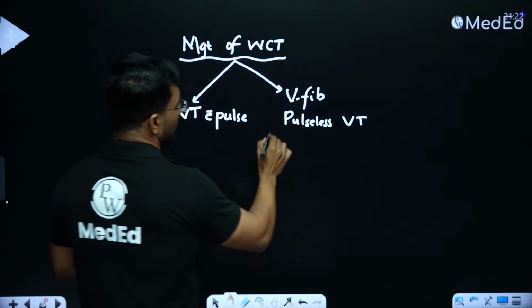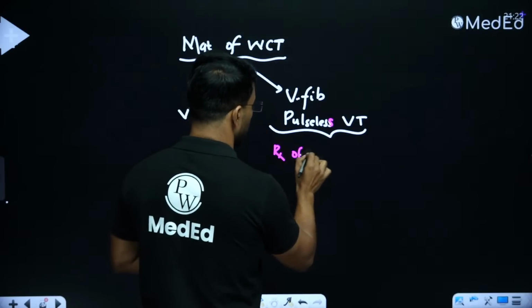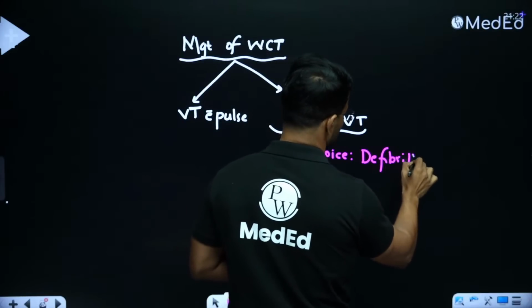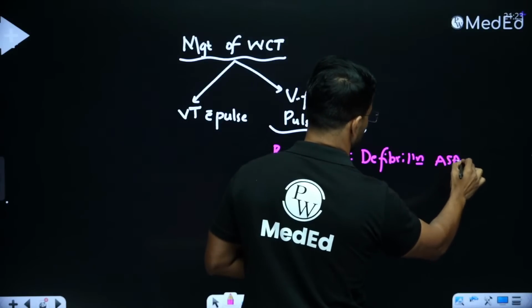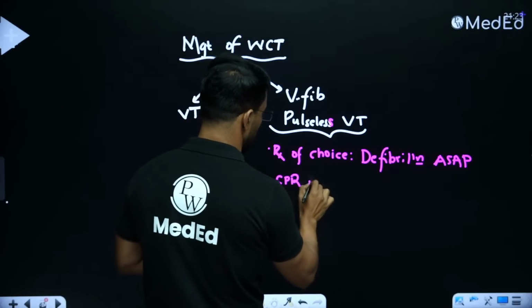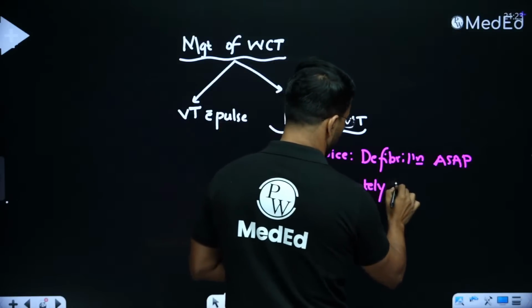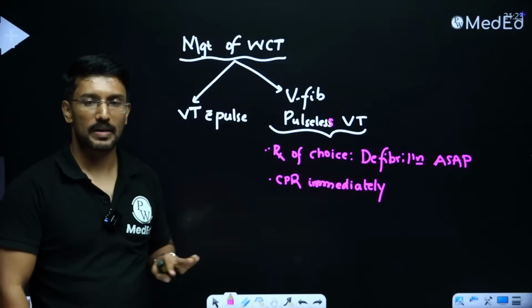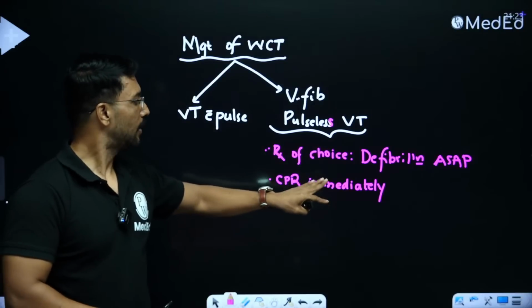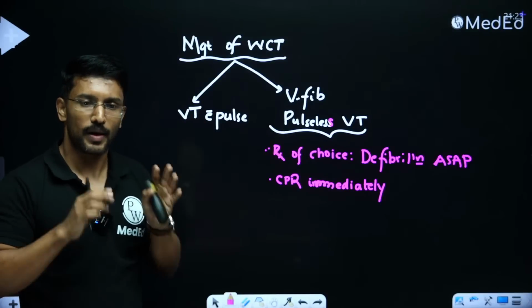Now whenever we have ventricular fibrillation or pulseless VT, the treatment of choice is going to be defibrillation as soon as possible. And if the patient is in ventricular fibrillation, you have to consider CPR immediately. As soon as you see a patient with VFib or pulseless VT, you start CPR, and then as soon as the defibrillator is available, shock them. Why do I have to do CPR? Because if they are pulseless, that means blood flow to the brain is already cut off. So to keep the brain alive till I get the rhythm normalized, I need to keep giving CPR.